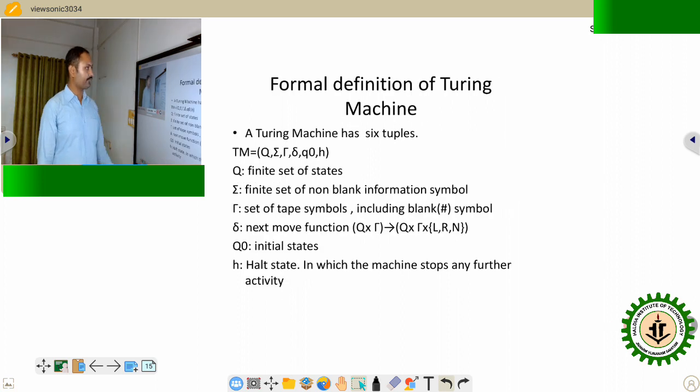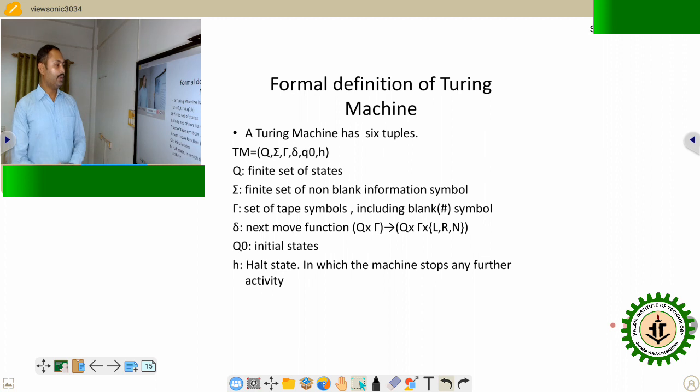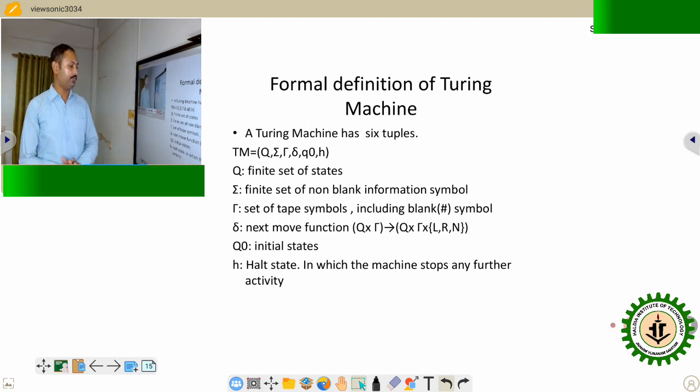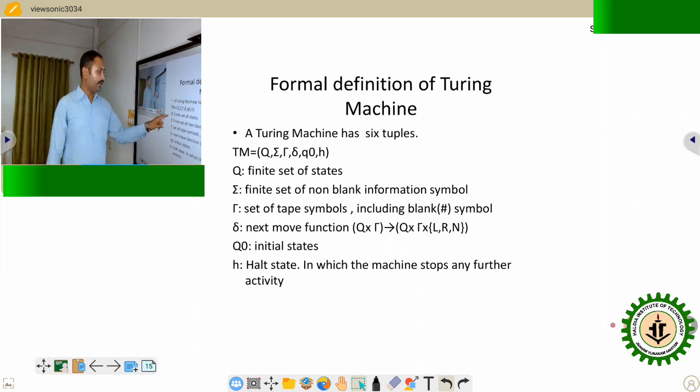So how can we define a Turing machine mathematically? These are the few quintuples, 1, 2, 3, total 6 components. By using these 6 components, we can define Turing machine mathematically. We know that Q is the finite number of states, sigma is the input symbol, delta is the transition function, Q0 is the initial state, and this symbol is known as the set of tape symbols.